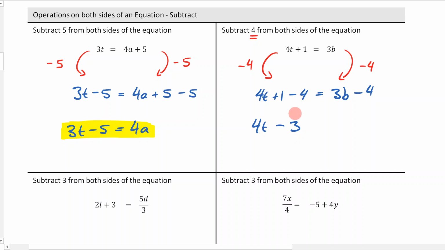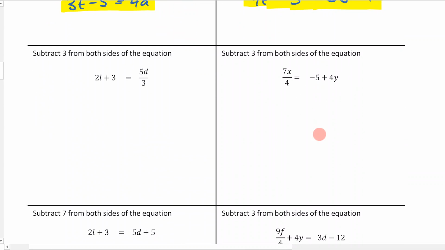And because they're both constants, that's why I can perform that operation. And then 3b minus 4, there's nothing I can do there. Because they're not like terms, I can't simplify that any further. So that is my answer right there: 4t minus 3 equals 3b minus 4. There it is. All right, let's now move on to our next one.